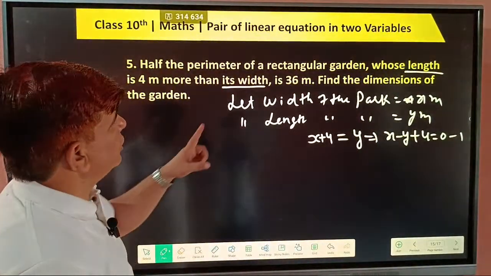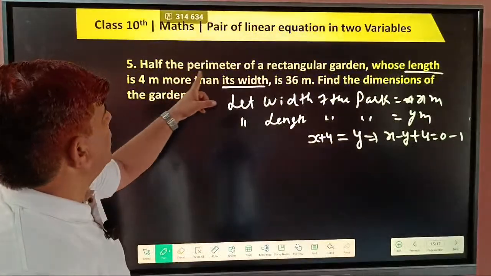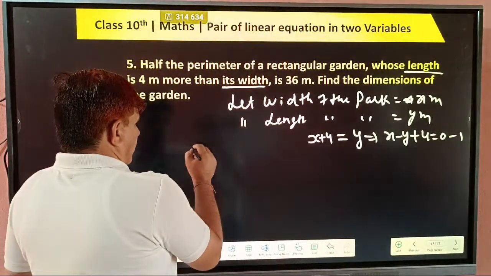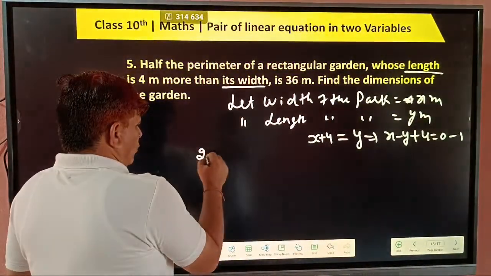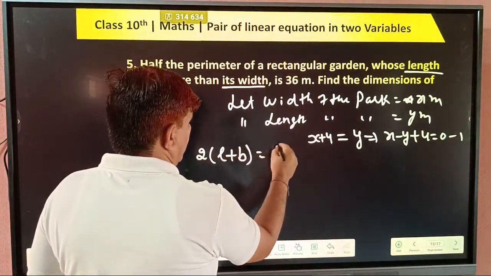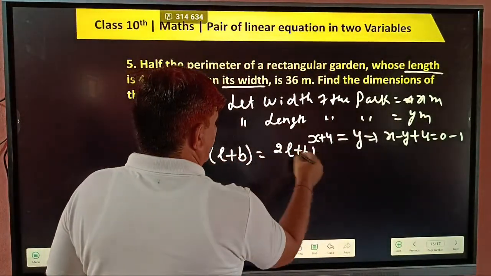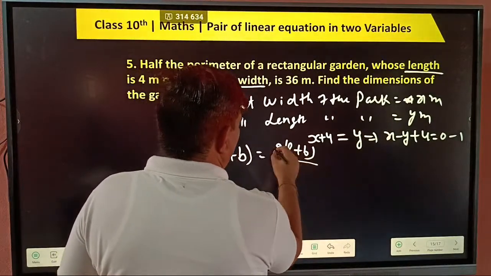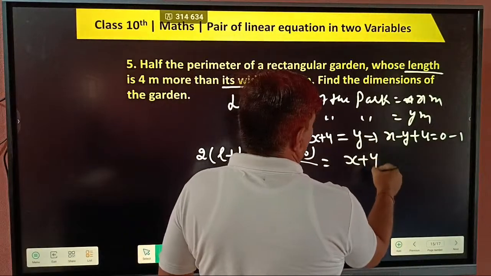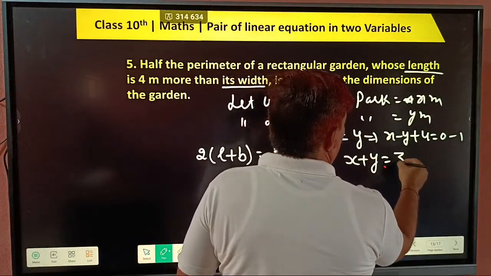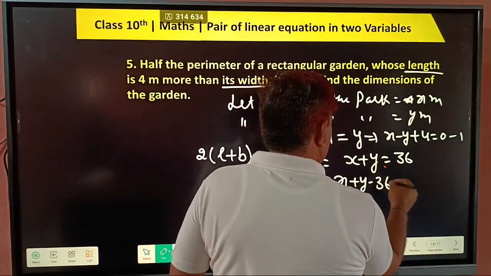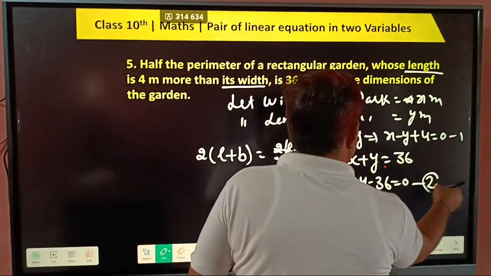Then the second condition: half the perimeter of the rectangular garden. So what's the perimeter of a rectangular garden? 2 into length plus breadth. And what's its half? Divide this by 2. It means length plus breadth. Length is x, plus y, is how much? 36. So x plus y minus 36 is equal to 0. This is your equation number 2.